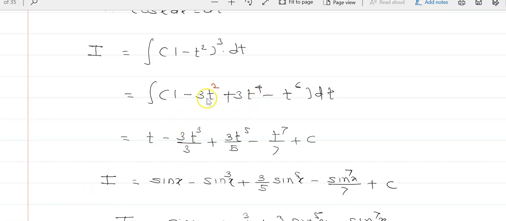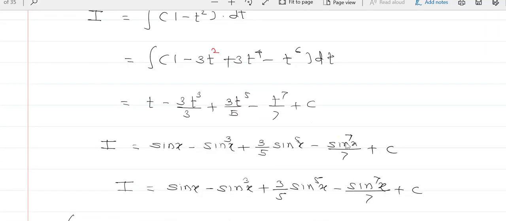Now here one mistake is that it is a minus 3t square. Therefore its integral is t minus 3t cube upon 3 plus 3t raised to 4... that is 3t raised to 5 upon 5 minus t raised to 7 upon 7 plus c. Now again this is a simplified form.